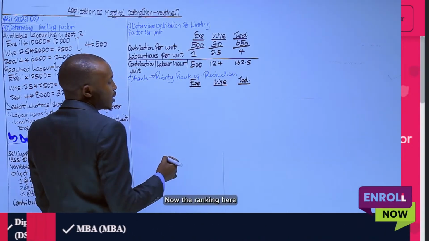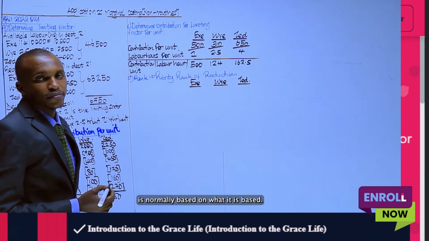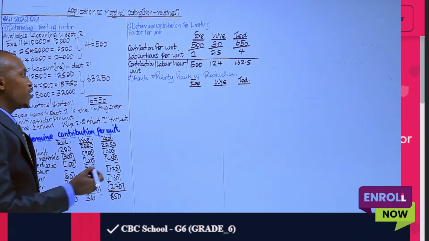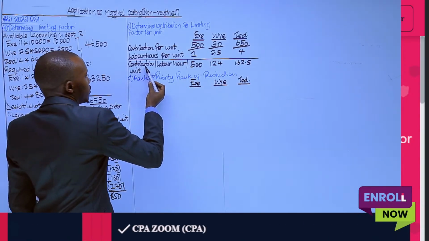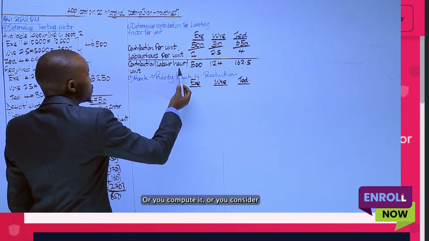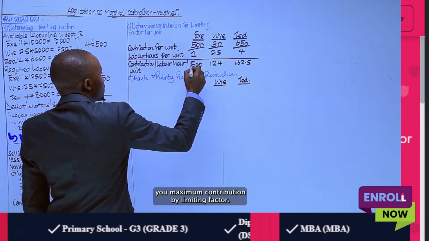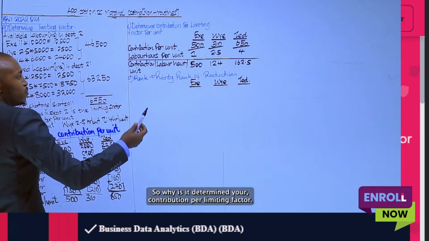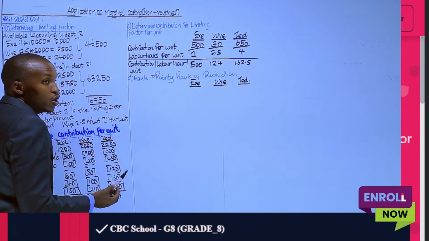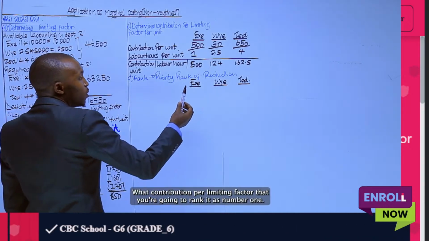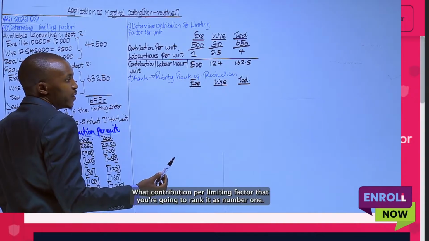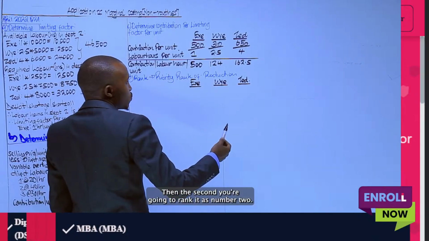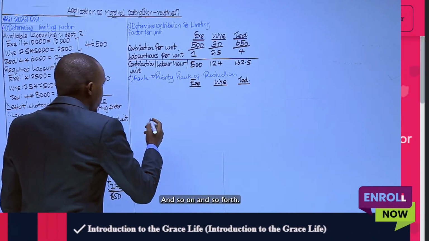Now, the ranking here is normally based on what? It is based on the maximum, or you compute it, or you consider your maximum contribution per limiting factor. So once you've determined your contribution per limiting factor, you're going to look at the one with the maximum contribution per limiting factor, and rank it as number 1. Then the second, you're going to rank it as number 2, and so on and so forth.